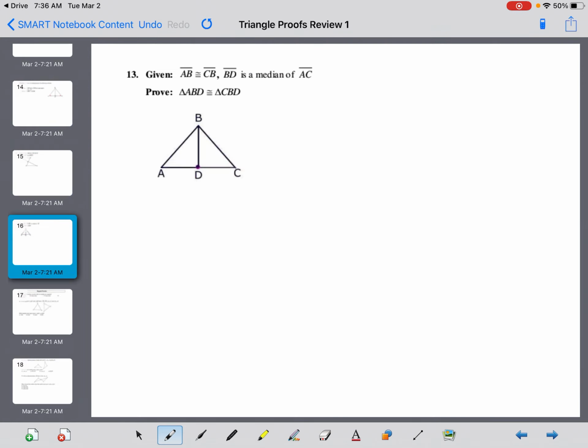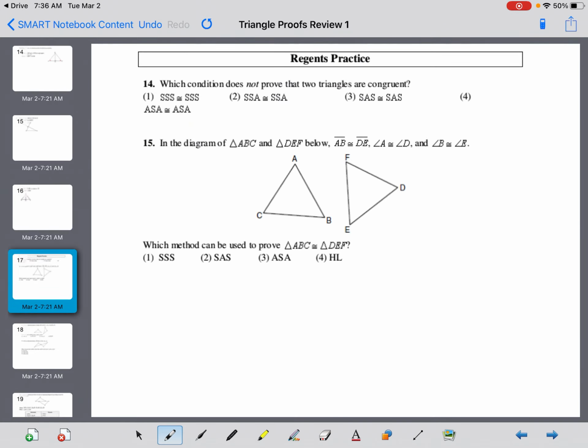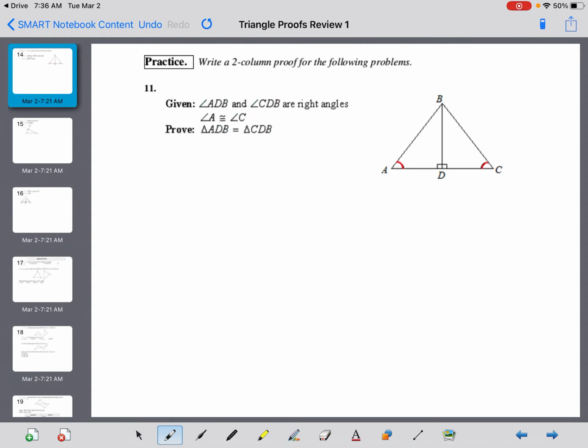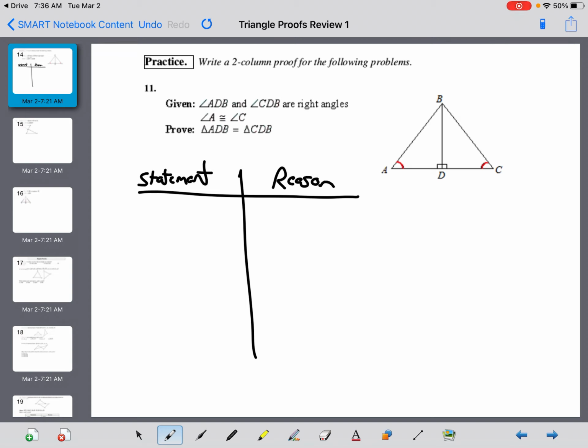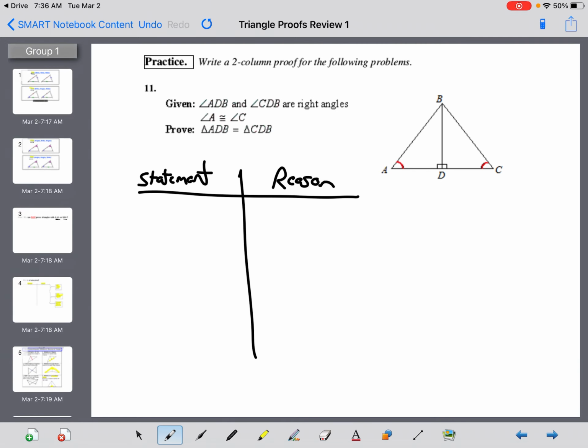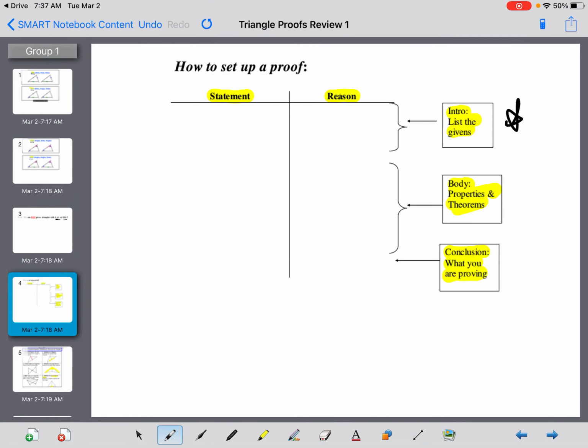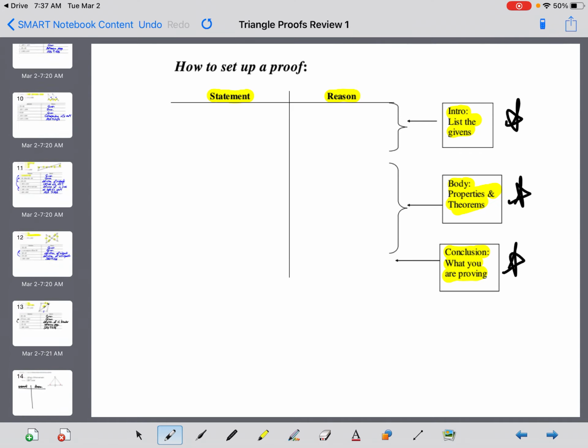All right, so 11, 12, 13. You need to be able to write these proofs on your own. So give your statement and your reason chart. And remember, go back to the beginning if you need help. You have your intro, you have your body, and you have your conclusion.